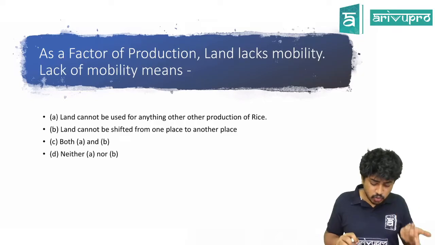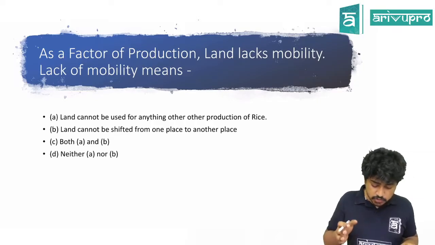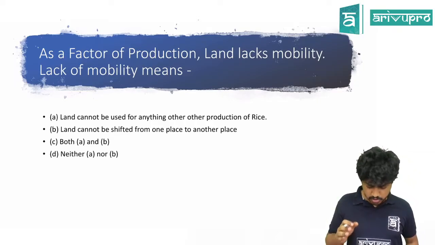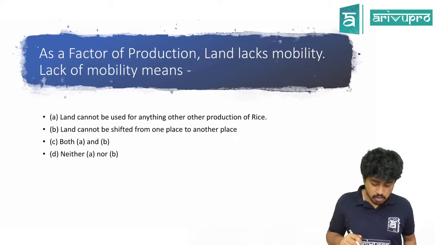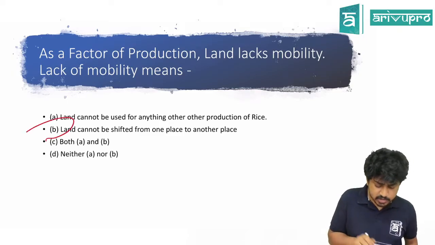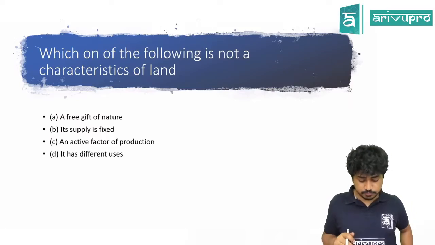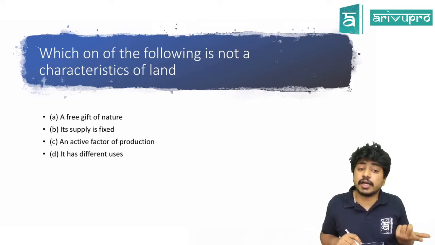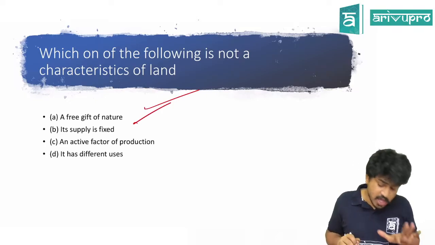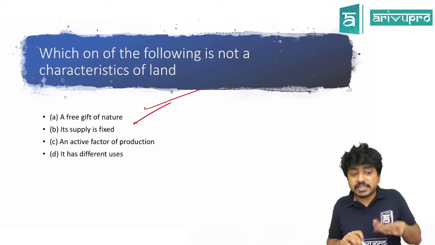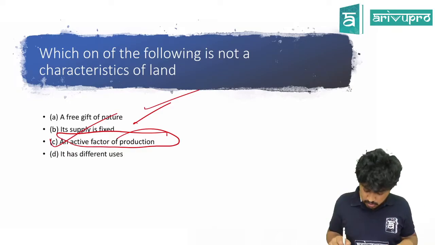Lack of mobility means what they are asking. Land cannot be used for anything other than production of rice. Land cannot be shifted from one place to another place. Which one? Or both A and B? Answer is B. Which of the following is not a characteristic of land? A free gift of nature? Characteristic. Supply is fixed? Characteristic. Active factor? No, it is a passive factor. So, this is not a characteristic of land.